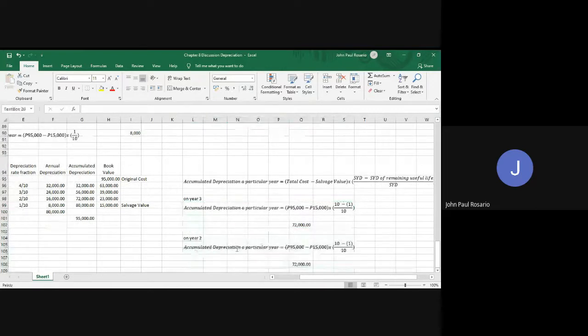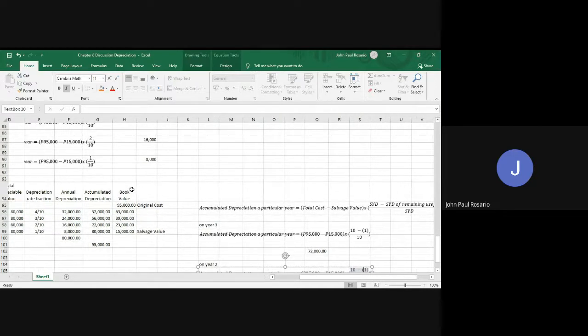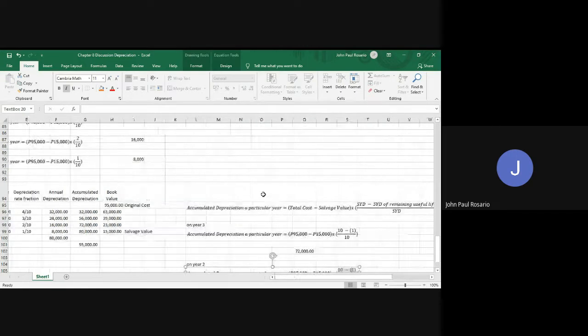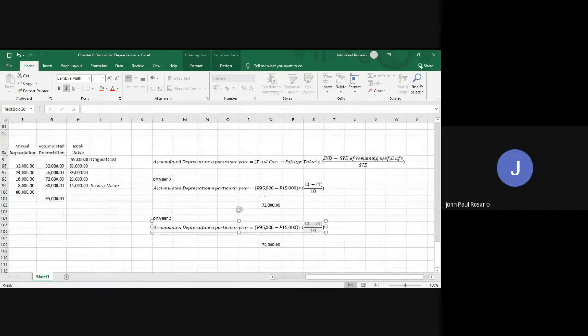Since on year 2, meaning 2 years have passed, you count after year 2. So there is still year 3 and year 4. Now the equivalent values are reversed, so the equivalent value of year 3 is 2, and the equivalent value of year 4 is 1, just like this one. 2 and 1.